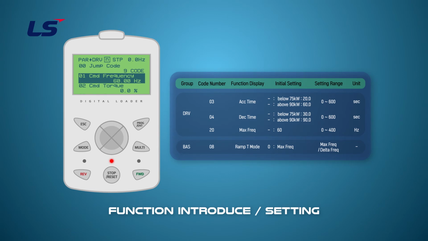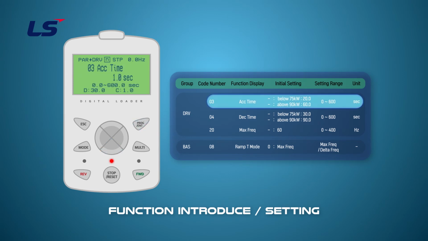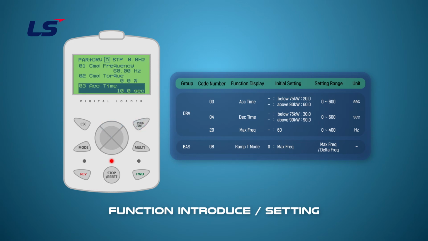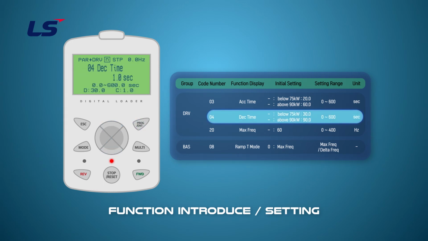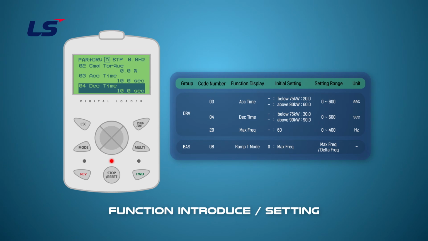Let's set the acceleration time to 10 seconds at DRV 3 and the deceleration time to 10 seconds at DRV4. Then, the time for the motor to reach the maximum frequency of 60 Hz will be 10 seconds.